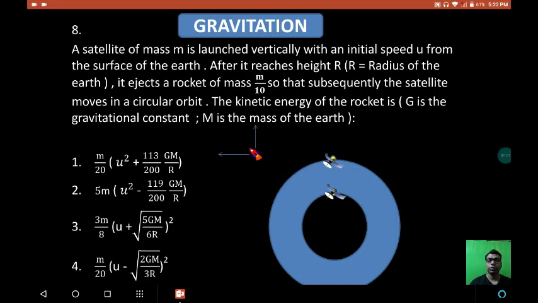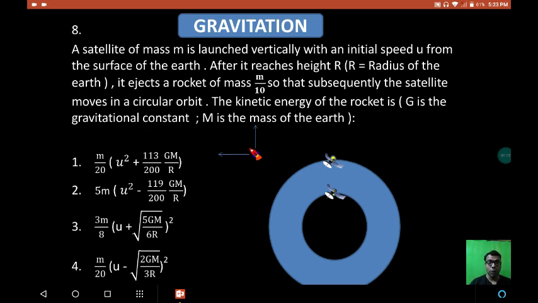So let us take the next problem. It is from gravitation. A satellite of mass m is launched vertically with an initial speed u from the surface of the earth. After it reaches the height r, that is the radius of the earth, it ejects a rocket of mass m by 10, so that subsequently the satellite moves in a circular orbit. We have to find the kinetic energy of the rocket.